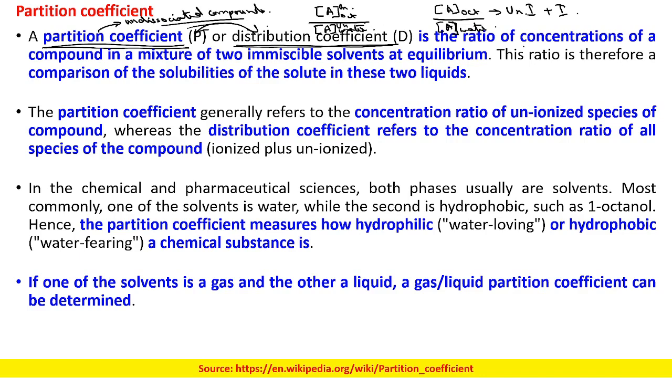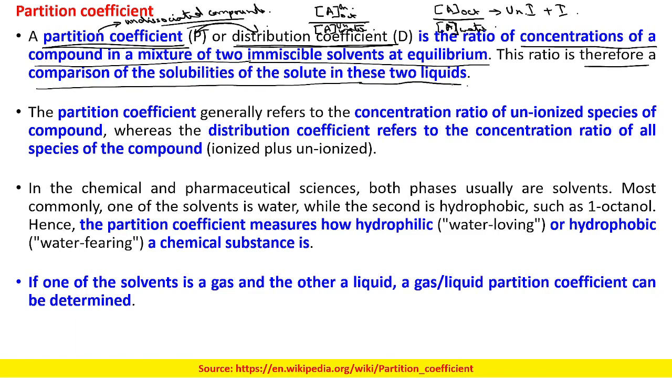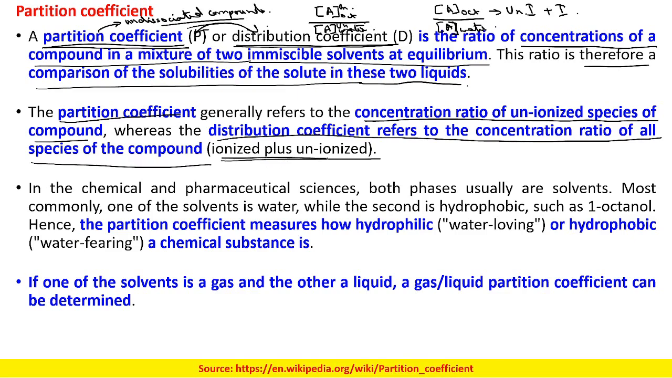So it is the ratio of the concentrations of a compound in a mixture of two immiscible solvents at equilibrium. So this ratio is therefore a comparison of the solubilities of the solute in these two liquids. The partition coefficient generally refers to the concentration ratio of unionized species of a compound, whereas the distribution coefficient refers to the concentration ratio of all species of the compound, ionized plus unionized.